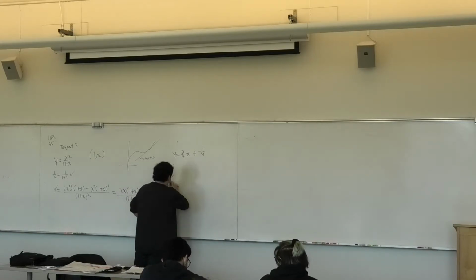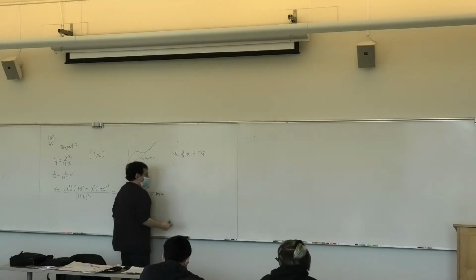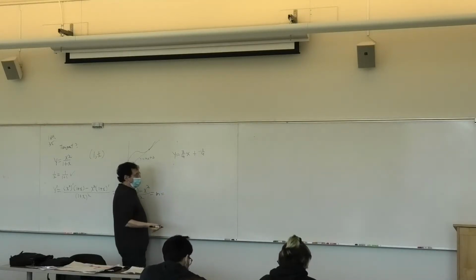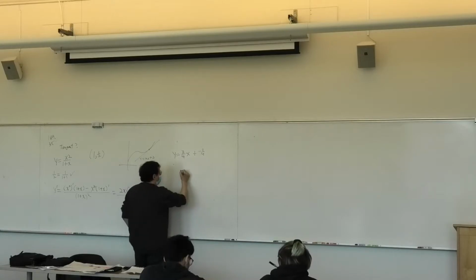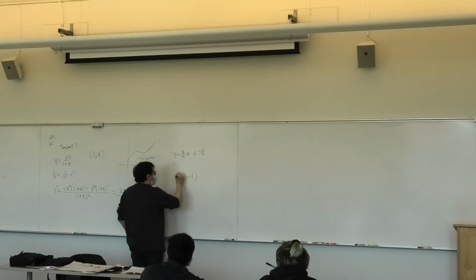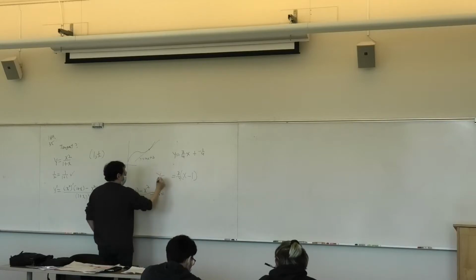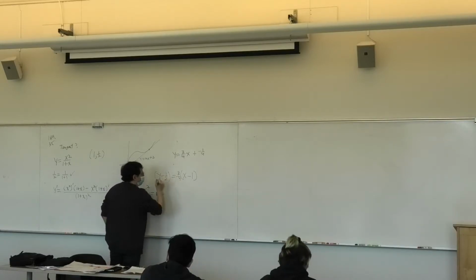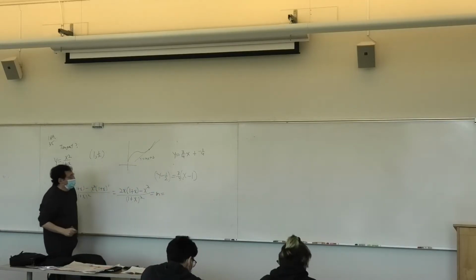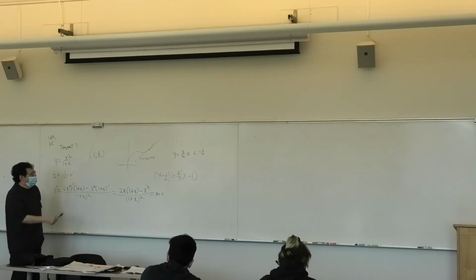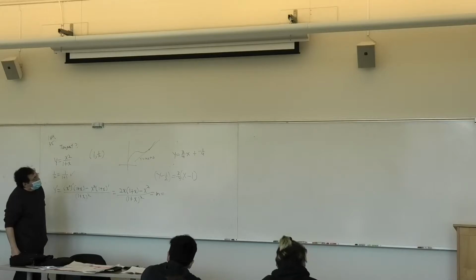I can just write down point slope form. So it's x minus 1 times the slope equals y minus 1/2. Okay, that's my slope, point slope form. That will turn out to be the same, I hope.